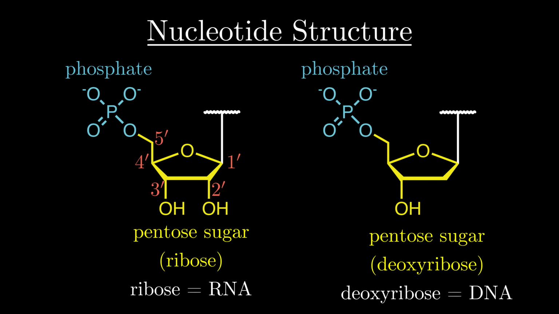Now these look pretty similar, but they have one difference that you should be aware of, which is that ribose has an OH group on the 2' position, whereas DNA doesn't. The final part of nucleotides is called a base. I'm just showing this as a box right now.